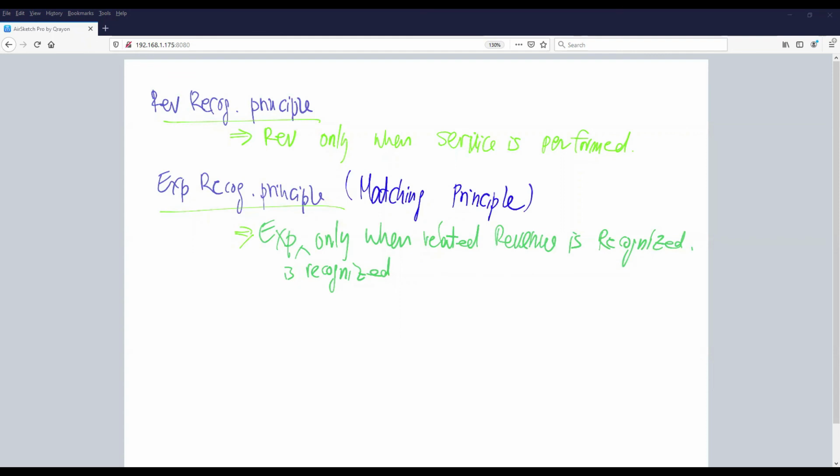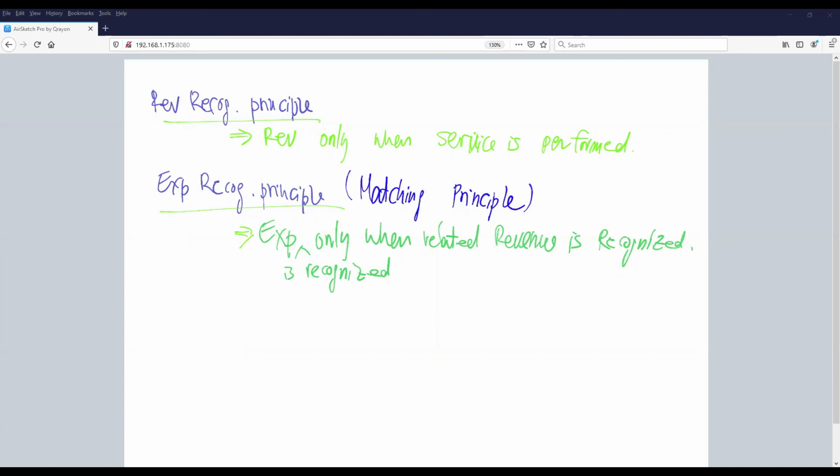So why is this so important? For example, there cannot be a standalone revenue without expense, or there cannot be a standalone expense without any revenue. All related expense should follow revenue.